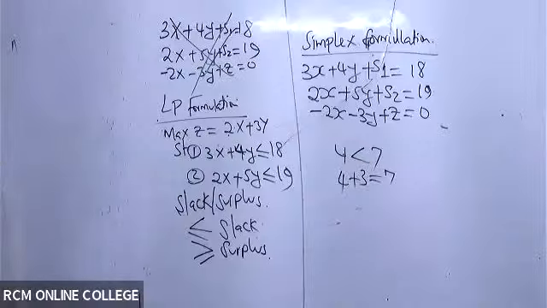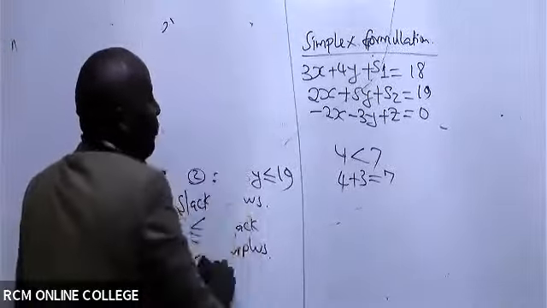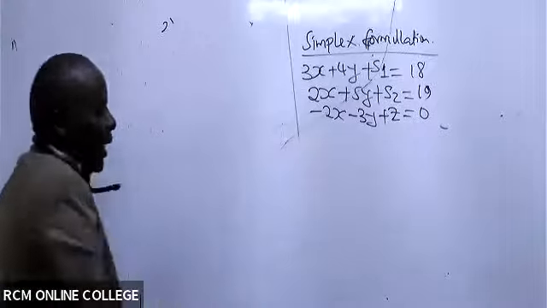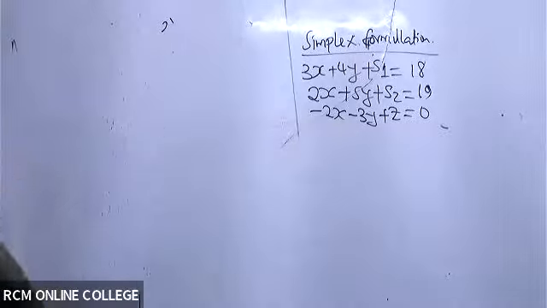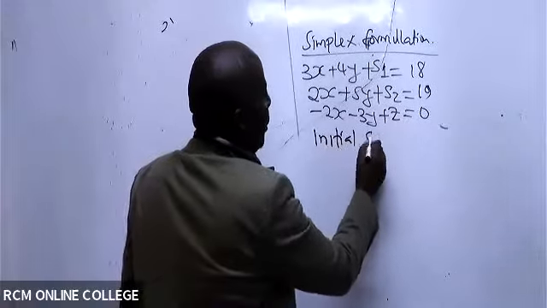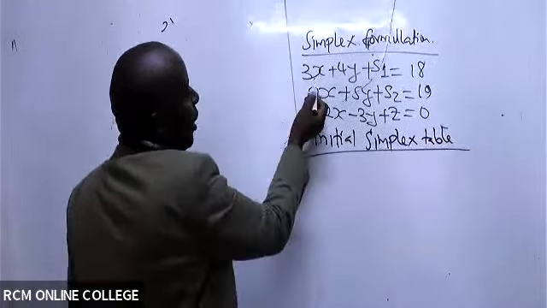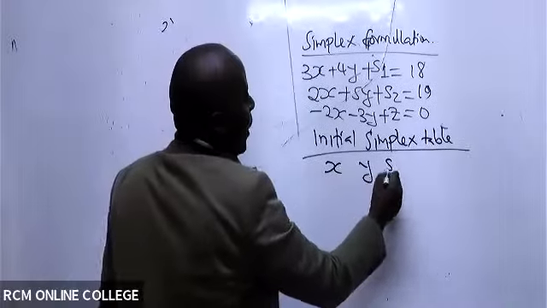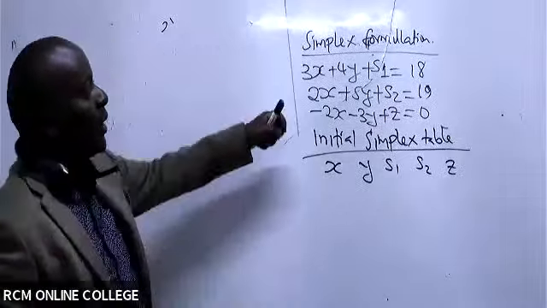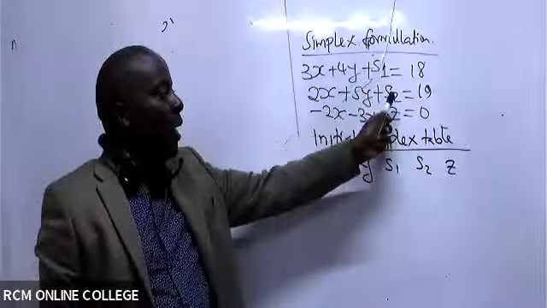Great. If that is the case, then we should be able to go ahead and finish this. After we do this simplex formulation, we go ahead and provide what we call the initial simplex table. In the initial simplex table, we have our variables x, y, s1, s2, and then of course we have z. Remember initially we had x and y, and now we have s1, s2.